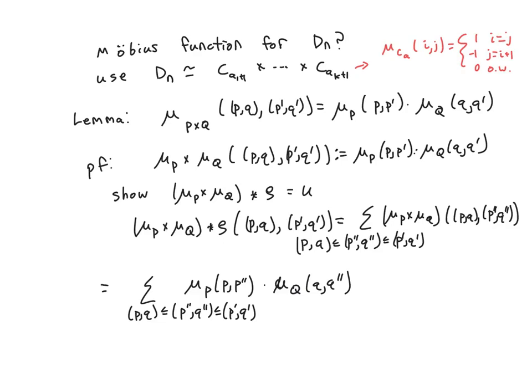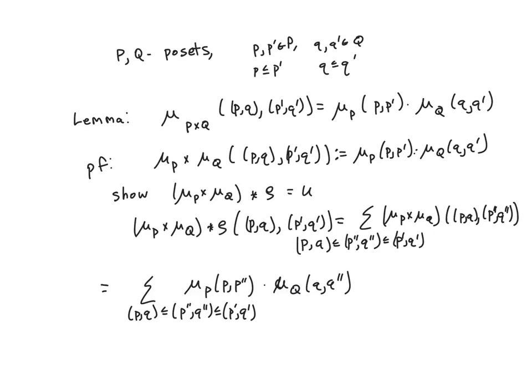Well, the only way that helps us calculate Möbius functions is if we can compute the Möbius function for the product of two partially ordered sets. And so here's a lemma, the Möbius function of the product of two partially ordered sets. So here I should actually start adding the words. You're given two partially ordered sets P and Q, with p ≤ p' and q ≤ q', where these are in P and these are in Q.